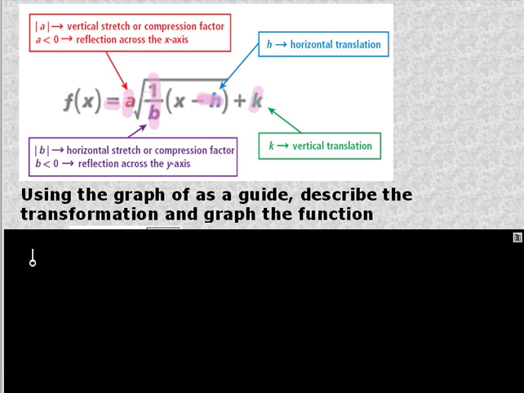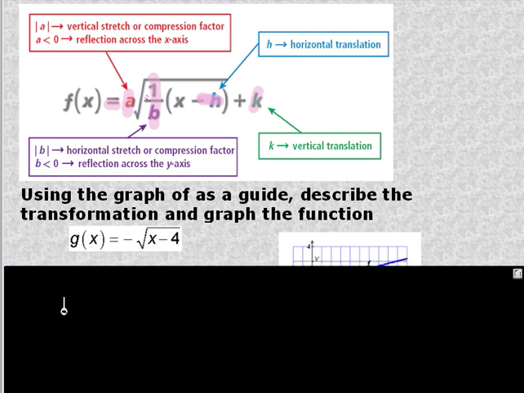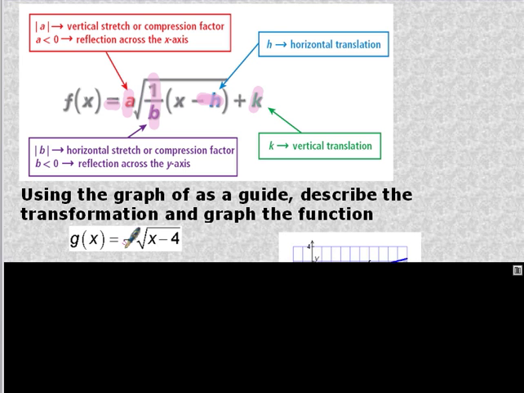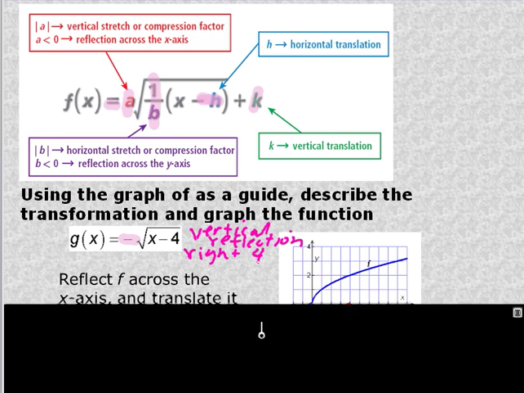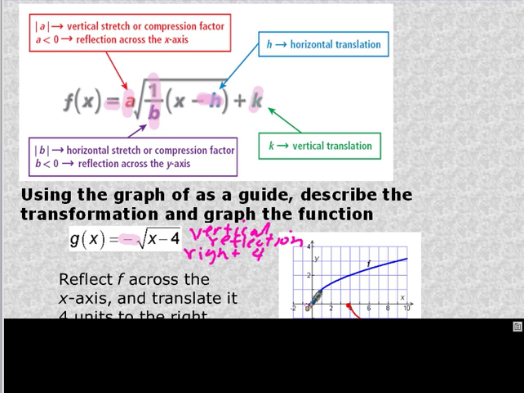Okay, use the graph as a guide. Describe the transformation and graph the function. So here we have a negative. It's outside the square root, so we have a vertical reflection, which is a reflection over the x-axis. And then we're going right 4. So the way I would graph it is I would take my parent function. Hopefully I won't have to fool around with it like I did the other one. So here's my parent. I've moved right 4, so this now moves over 4.